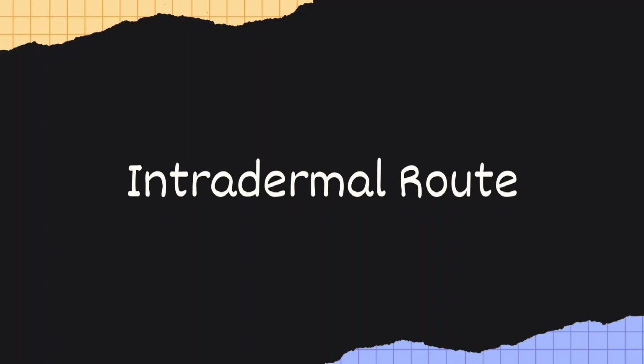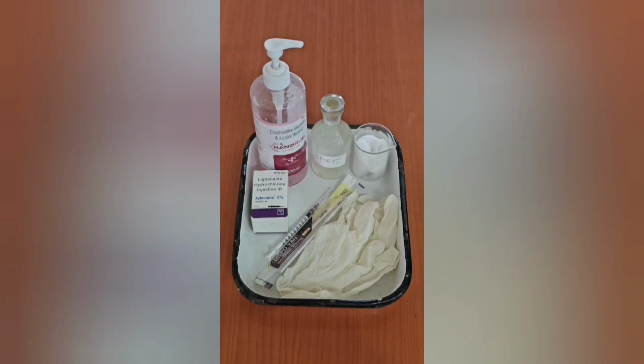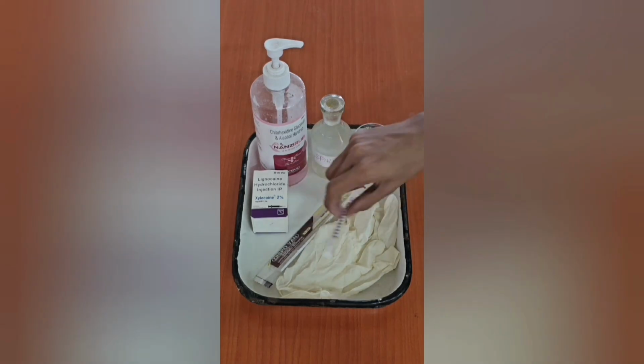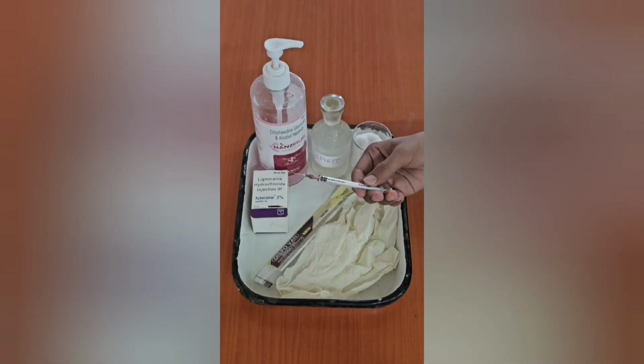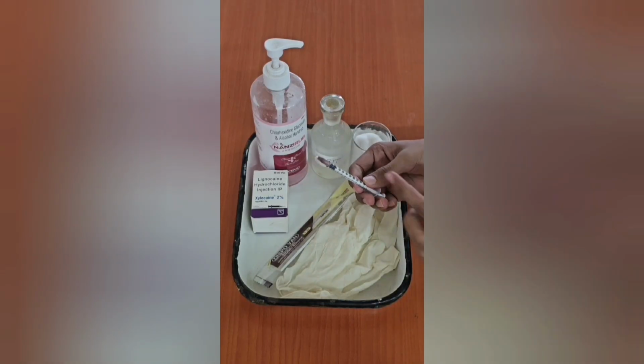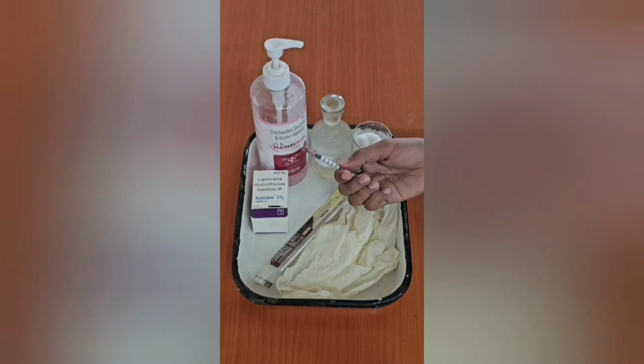In this route, the drug is injected into the skin, raising a bleb. Now we'll see about the materials required. The materials required are the same as for the subcutaneous route. The only difference is that here we'll use an intradermal syringe, also known as a tuberculin syringe. The maximal dose that can be given is 1 ml or 2 ml. The dose for intradermal injection is usually under 0.5 ml.